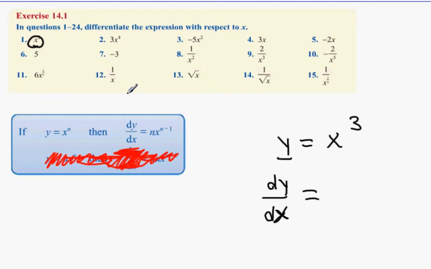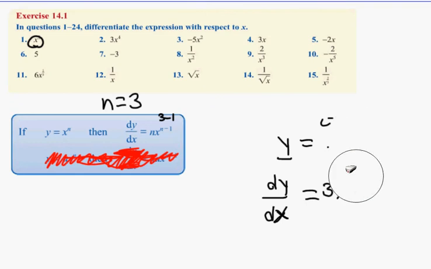Now here's what you do. n is what number, guys? 3. You bring the 3 to the front. You leave the x where it is. And then it's going to be 3 minus 1, which is 2. Long story short, bring the number to the front, take 1 away from the power. Let's try another one that's not on the list here. x to the 7. What about x to the 7? 7x to the 6. Bring the 7 to the front, take 1 away from the power.